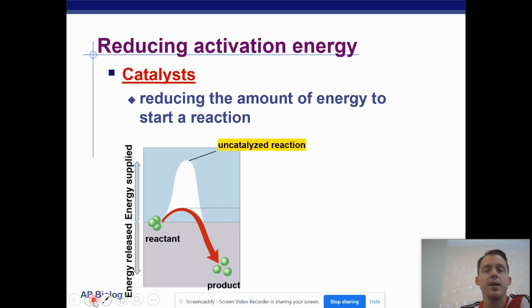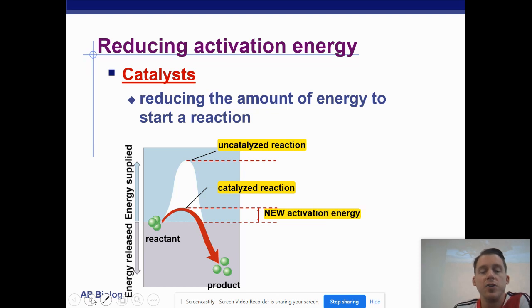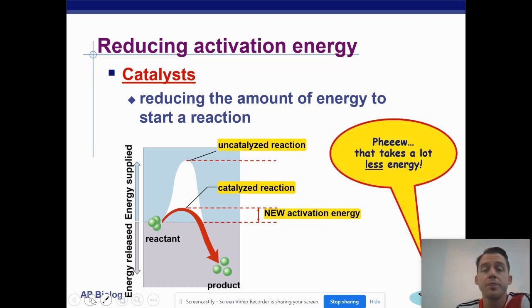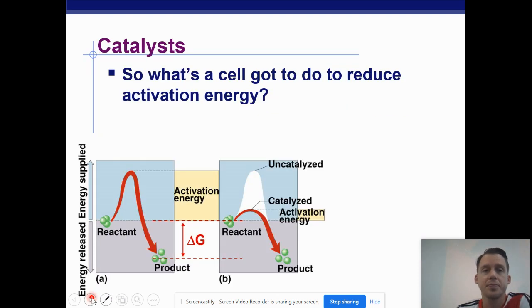All right. Here is our normal activation energy all the way to the top and then back down. That's a lot of energy to gain. This is the activation energy required for an uncatalyzed reaction. But if we have a catalyst, notice how low that activation energy is. It's much easier to get over. The new activation energy is a lot less energy.